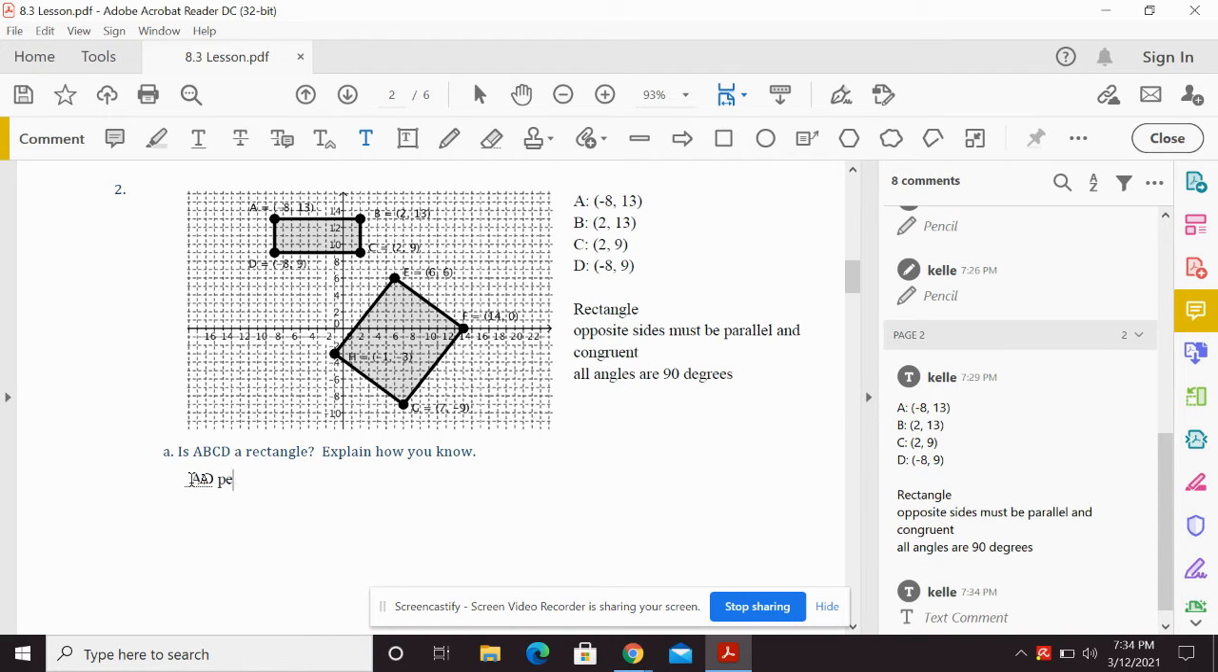So, in order to be a rectangle, AD has to be perpendicular to AB and to DC. I wish I didn't get rid of that because we had the slopes. It has to be perpendicular to these lines. Well, horizontal and vertical lines are perpendicular to each other. So we could just say, yes, it's a rectangle because horizontal and vertical lines are perpendicular to each other.